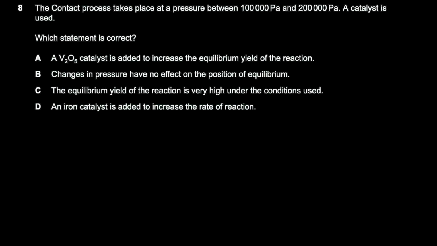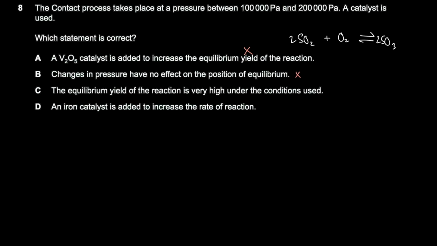The contact process takes place at a pressure between 100,000 pascals and 200,000 pascals. A catalyst is used. Which statement is correct? A catalyst is added to increase the yield of the reaction. That's incorrect. A catalyst does not affect the yield, it only affects the rate. Changes in pressure have no effect on the position of equilibrium. That is incorrect as well, because if you remember the equation for the contact process, SO2 reacts with O2 to give you SO3.